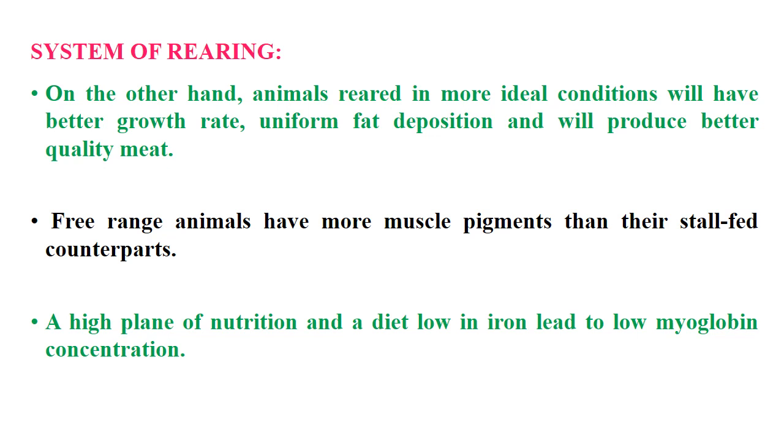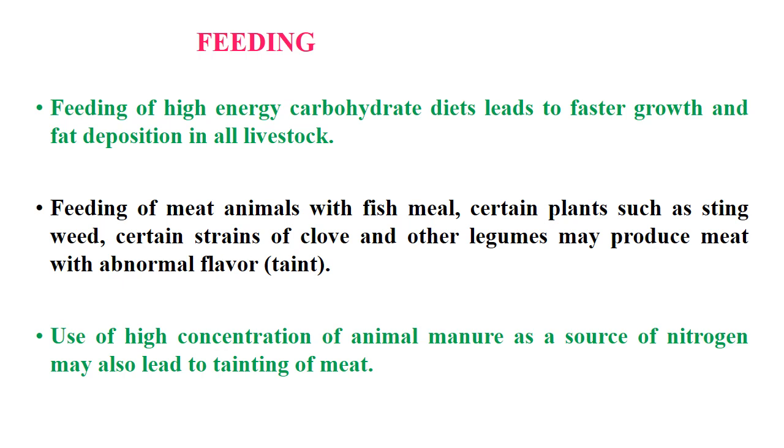Now, in the case of free range animals, they have more muscle pigments than their stall fed counterparts. Due to their activity and movement, their muscle will have more pigment, that is myoglobin, and that will give better color. A high plane of nutrition with a diet low in iron leads to low myoglobin concentration. So even with good nutrition, if the iron supplement is less, the myoglobin concentration will be less and the color will be less. Now we will talk about feeding and meat quality.